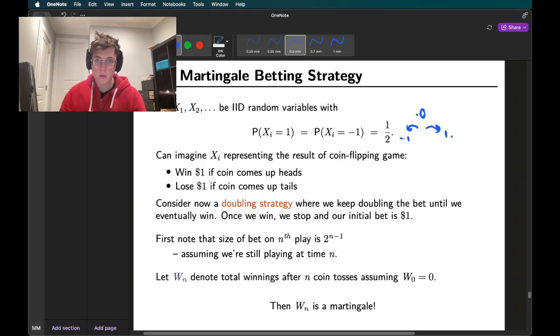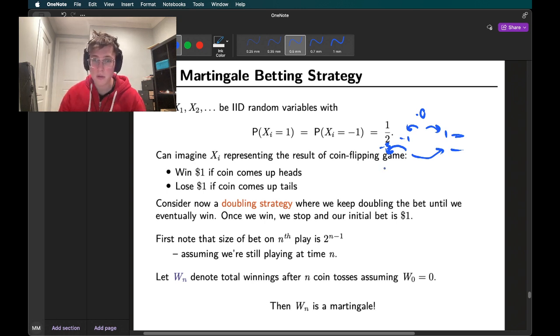So if we end up at 1, this is it. We stop playing. But if we are at minus 1, then we're going to play again, and we're going to double our bet. So now we're going to go potentially to minus 3, or if we win, we jump to 1, and then again we stop playing. And now that we're at minus 3, we're going to bet how much?